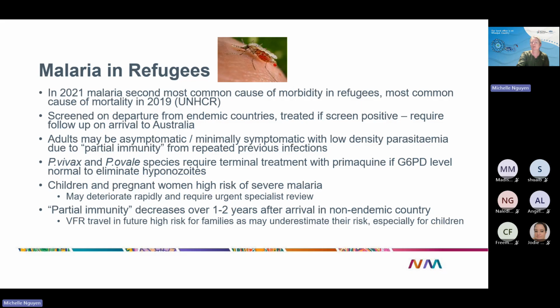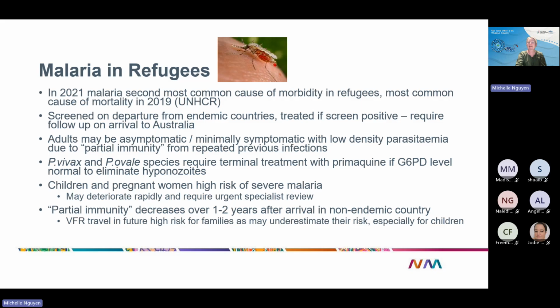Children and pregnant women are at really high risk of severe malaria and may deteriorate rapidly and require urgent specialist review. So certainly we wouldn't usually be treating children and pregnant women as outpatients unless it's under the supervision of the relevant ID clinics in the tertiary hospitals.